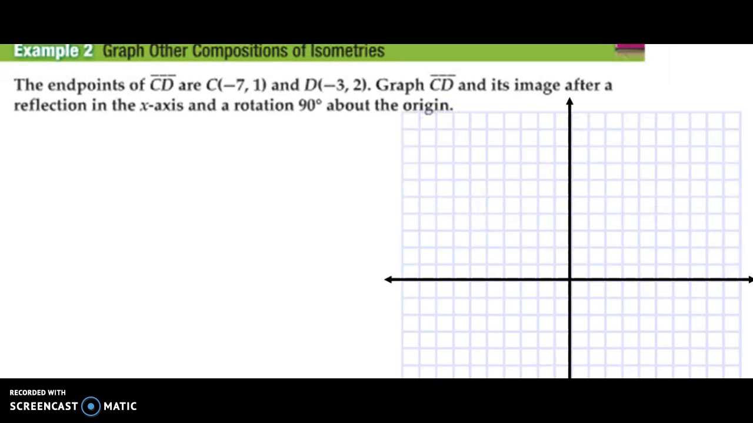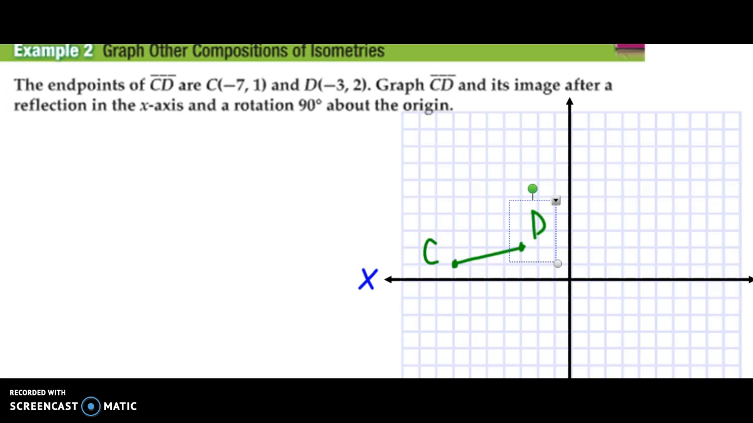Okay, here's another example. The endpoints of CD are -7, 1 and -3, 2. Well, let's start by graphing those. So -7, 1. Okay. So that's C. And then D is at -3, 2. So there's D. Okay. There's my line CD. It says graph CD and its image after a reflection in the x-axis and then a rotation of 90 degrees about the origin.